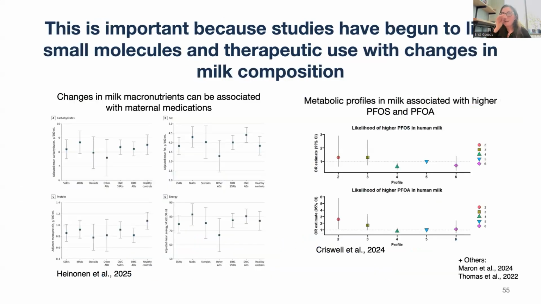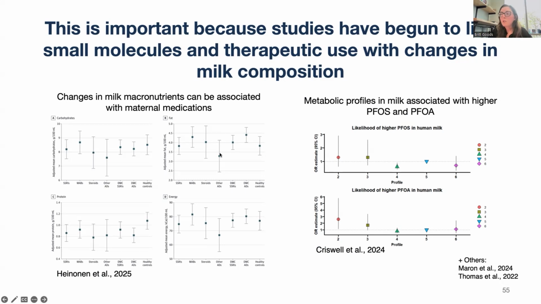Okay, and so why is this important? It's important because women do take drugs during lactation, whether they have an underlying condition and they need to be able to take something to help with that. And so we need to better understand how these compounds might impact both lactation and the composition of milk, to help people make those decisions in a more informed way.